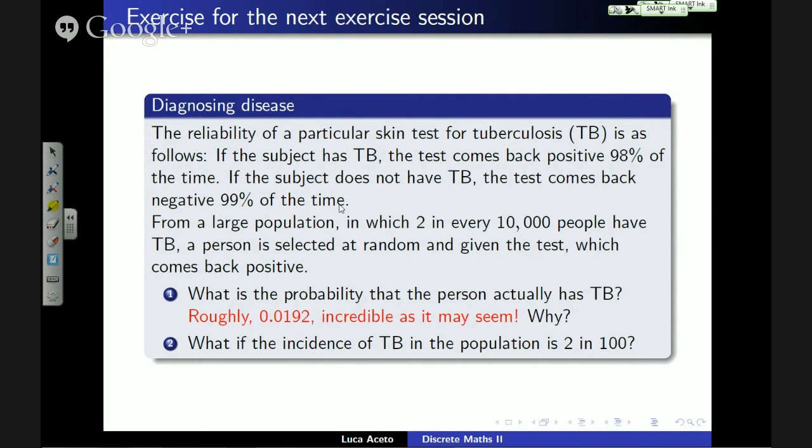Now, you go to the doctor, you get the test, and you're positive. How worried should you be? Surprisingly, you feel that you should be pretty worried, but in reality, the answer, when you do the calculation, is that you shouldn't be worried at all. The chance that you have TB is actually 0.0192. It's incredibly low.